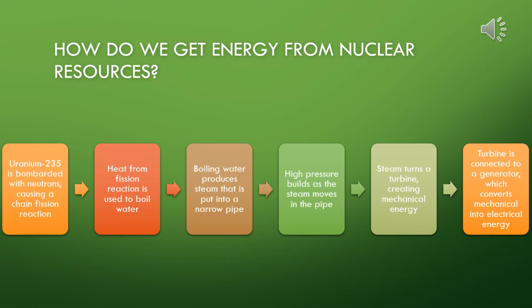The boiling water produces steam that is put under pressure in a small pipe. The high pressure pipe puts the steam on the turbine, which spins and produces mechanical energy, which is then connected to the generator, which produces electrical energy. The process is very similar to what you're going to find in the majority of our resources. So if you can remember turbine to generator, you have at least 75% of the energy generation process.